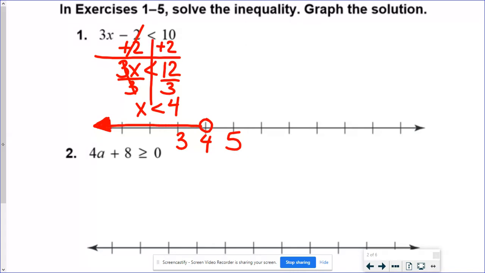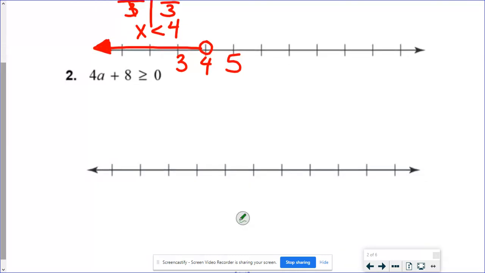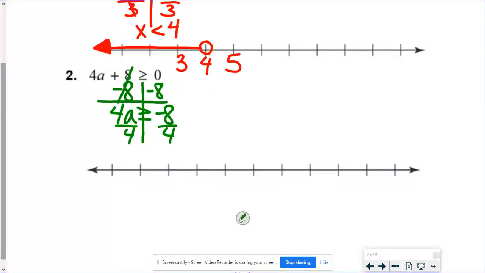For number 2, I need to get the a by itself. And again, 4 is attached. Leave it alone. Let's get rid of the 8. And then we would divide by 4. So I'll get that a is greater than or equal to -2. And -2 is my important number.